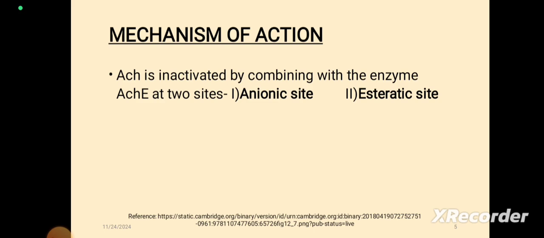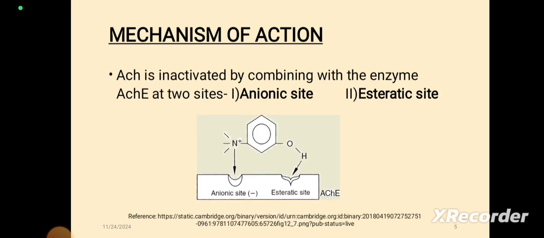Next we come back again to mechanism of action. I am explaining it with the help of a theory that was explained with the help of a diagram. So here ACH is acetylcholine. ACH is inactivated by combining with the enzyme acetylcholinesterase, ACHE, at two sites, the anionic site and the esteratic site. Here we are talking about the structure of acetylcholinesterase.